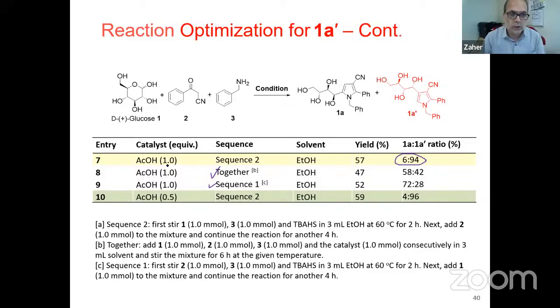We wanted also to reduce the number of moles of catalyst that we use from 1 to 0.5, and this reduction in the number of moles has given us basically similar or slightly better yield, 59%, and the selectivity remained the same. So number 10 is the optimum condition for obtaining product 1A dash. And this is the condition that we have used to examine the scope of this reaction.